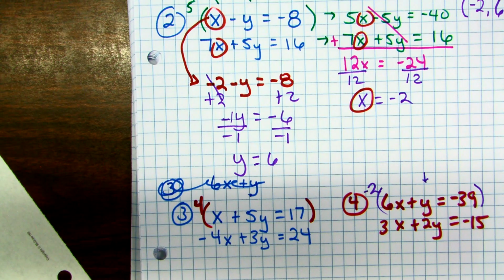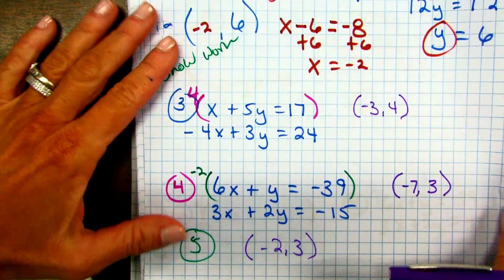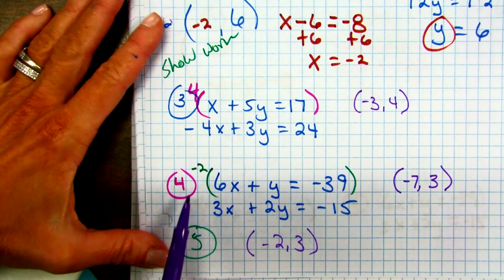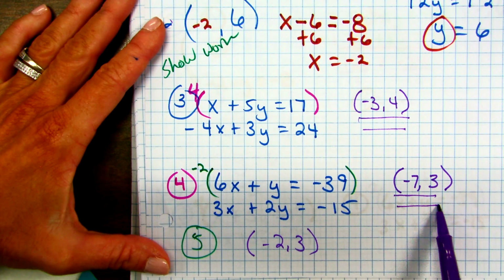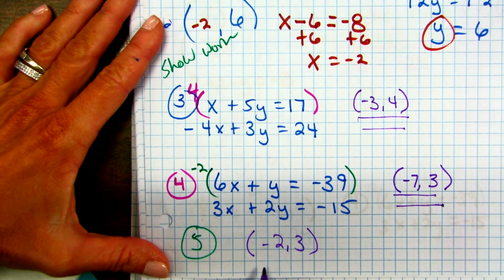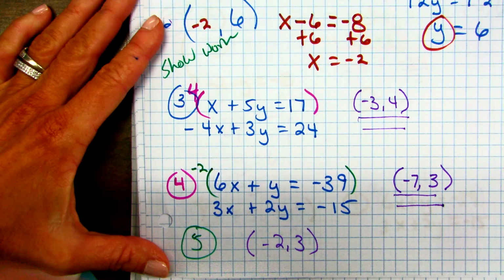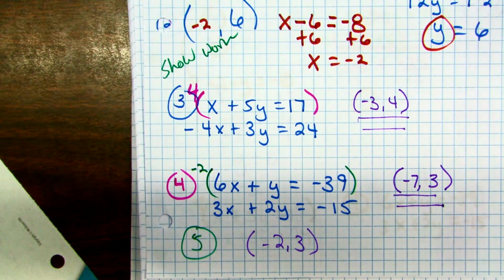Okay? So here, it was a little bit neater. So there's how we set up number 3, how we set up number 4. No work is shown. You still have to show the work. Those are the answers. And I'm letting you do number 5 all by yourself. Okay? Give me 1 sec. I promise I will be around to help you.